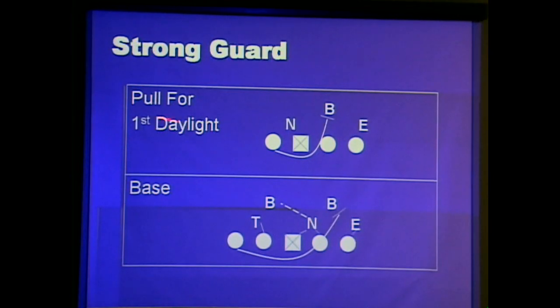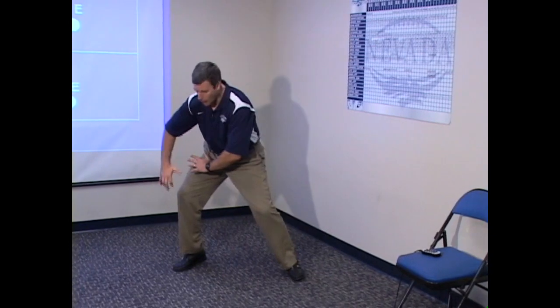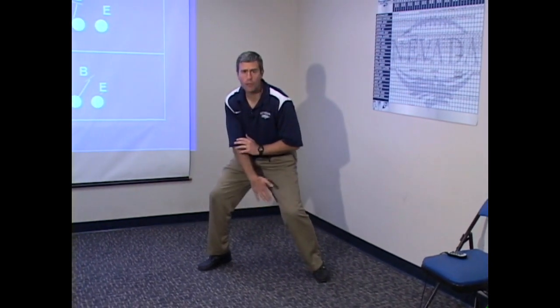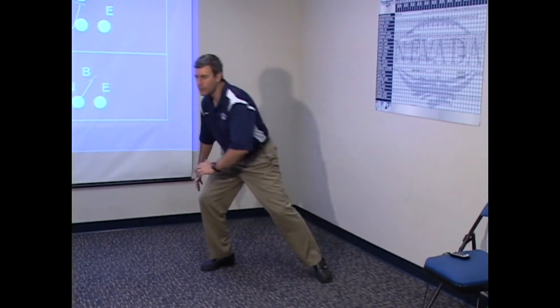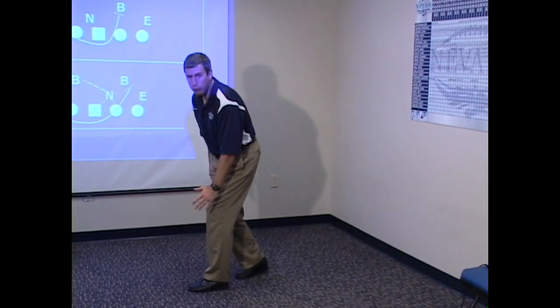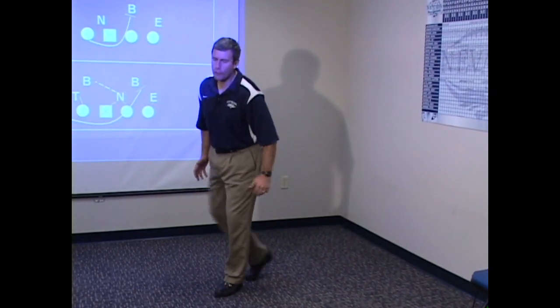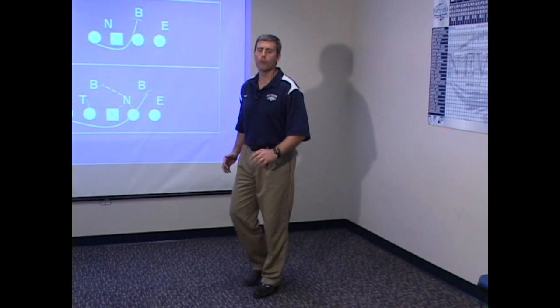Strong guard is your puller. He will pull for first daylight. I will show an example right here. Our guard, he will rock step. He will open at a 45-degree plane. With his second step, he will flatten right there. So his third step, he can start turning up vertical.